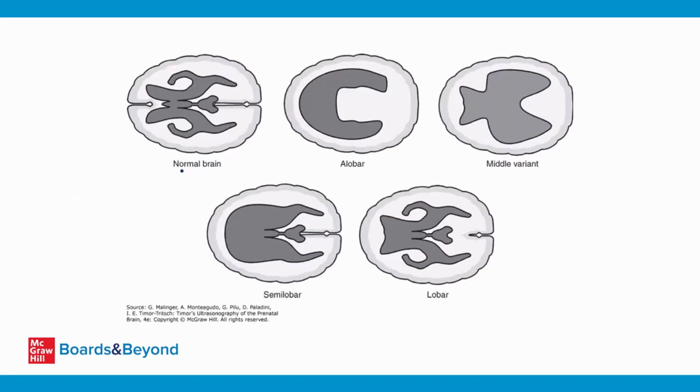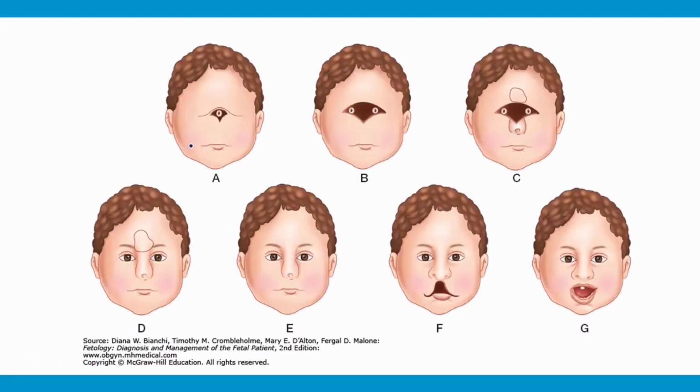So shown on this slide are some of the variants you can see in holoprosencephaly. You don't need to know all these for Step 1. I'm just showing them to you so you can have a picture in your mind. So this is a normal brain. These dark regions are the ventricles, and you can see that the brain's got two lobes with divisions going down the middle. This is an alobar brain with only a single lobe. And then there are a number of other variants that are shown here in this image. And then here's a picture of some of the different facial anomalies that you can see. So cyclopia is shown here in A with a single eye.